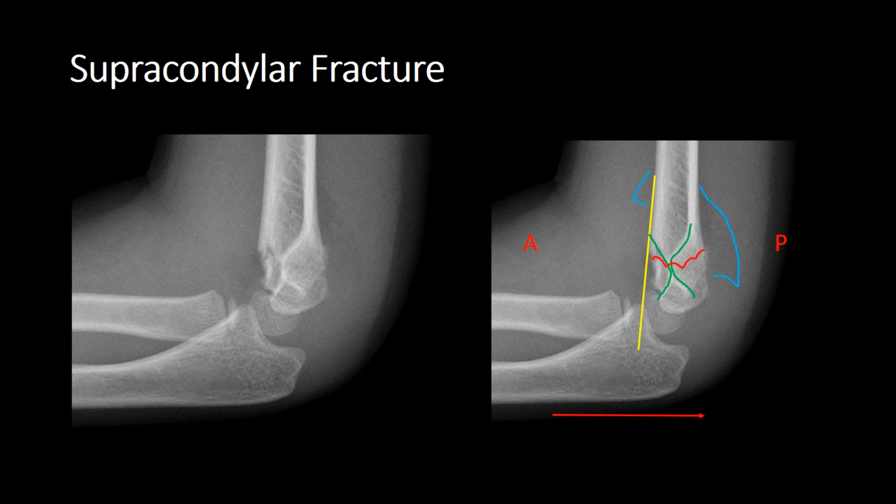Now let's look at the lateral view. Remember, we use the anterior humeral line to assess for displacement. So if we draw the anterior humeral line which runs along the anterior cortex of the distal humerus, it should bisect the capitulum through the middle third. And here we can see that the anterior humeral line does not run through the middle third of the capitulum, instead it passes through the proximal third of the capitulum. Therefore, we know that there has to be a supracondylar fracture with posterior displacement.